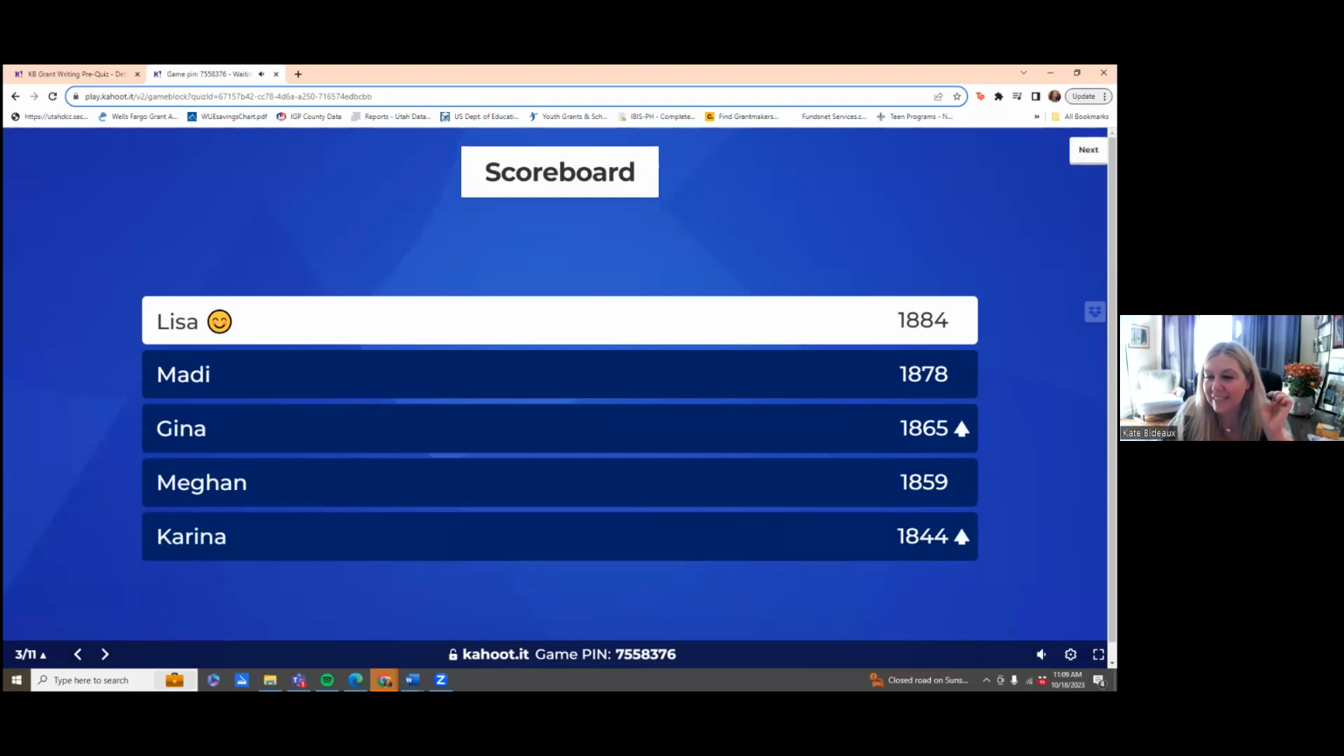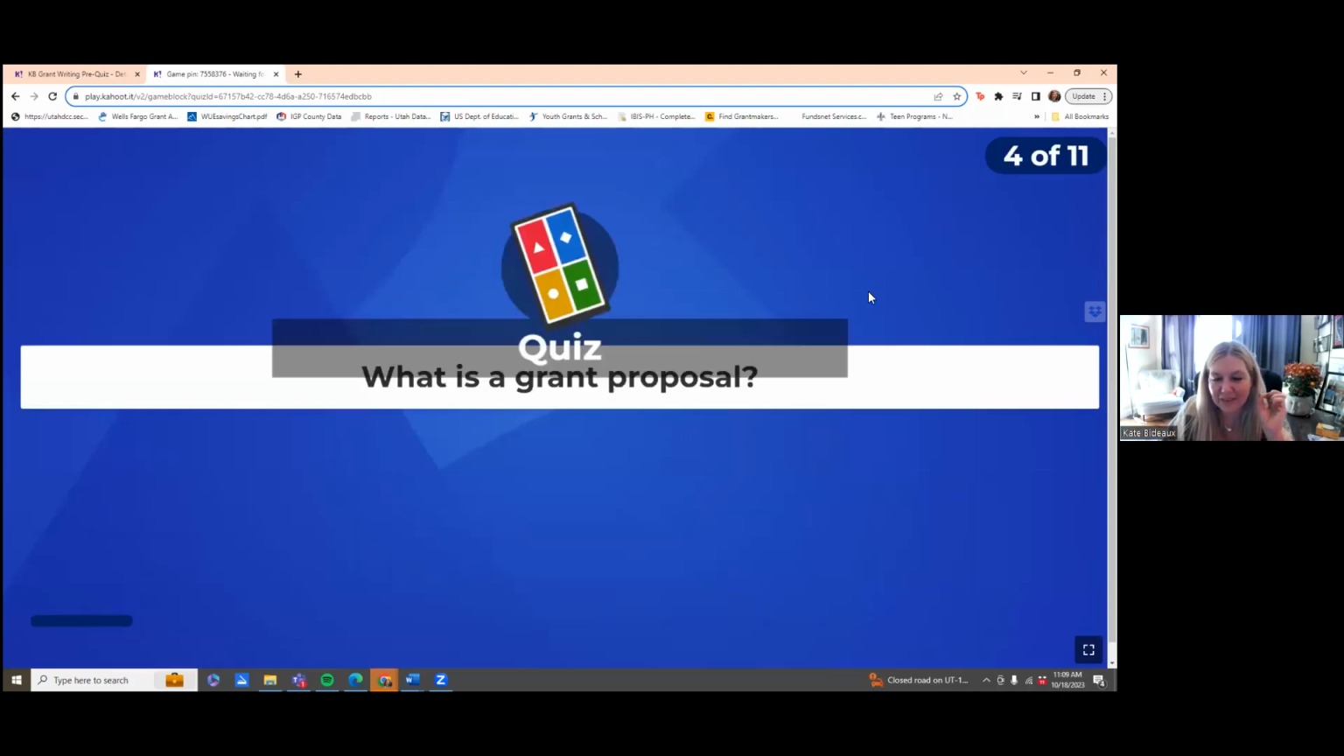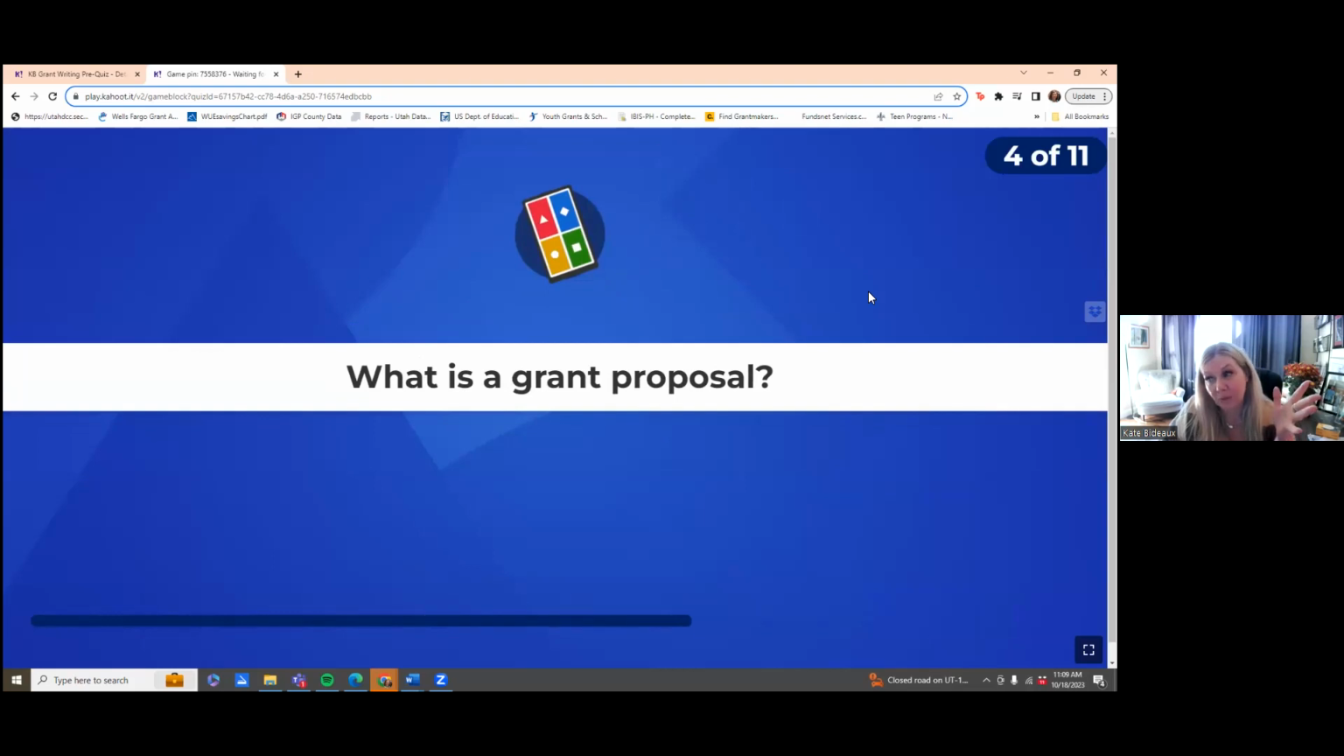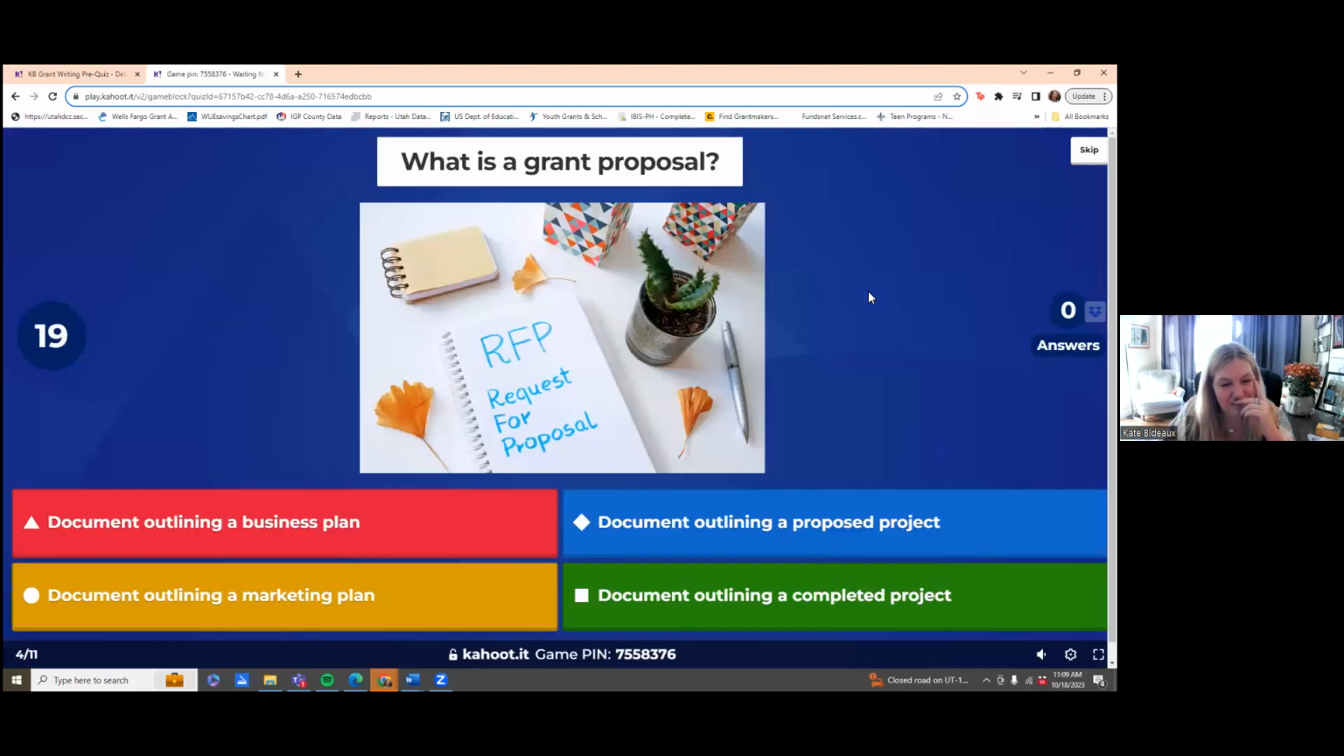Okay, we still have Lisa at number 1, and Maddie is number 2, and Gina moved up, so she's at number 3. What is a grant proposal? It's a document outlining a business plan, a document outlining a proposed project, a document outlining a marketing plan, or a document outlining a completed project.